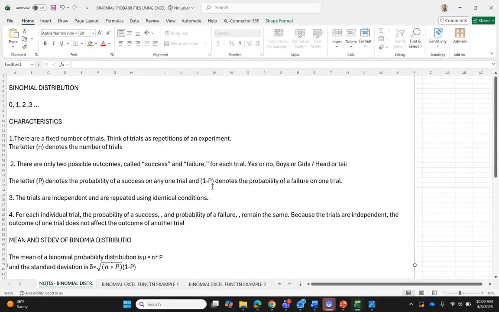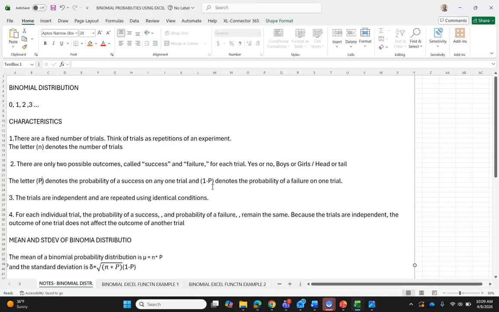Now, the third characteristic says that the trials are independent and are repeated under identical conditions. So consider when we flip the coin. You just flip the coin once and you have your outcome, either success or failure.